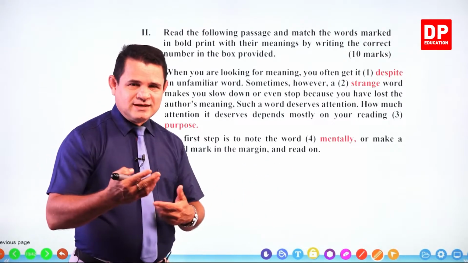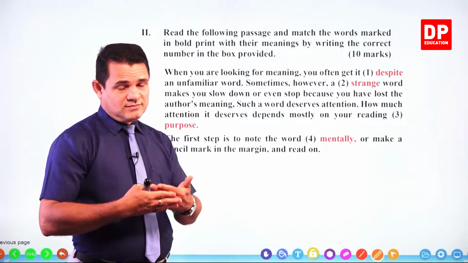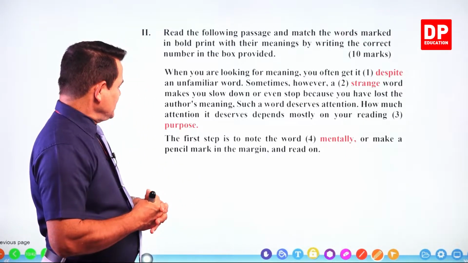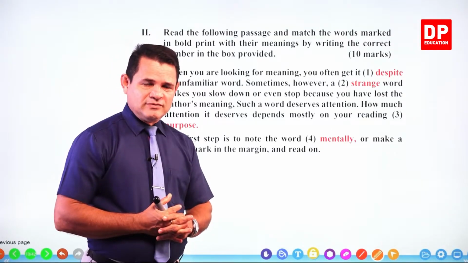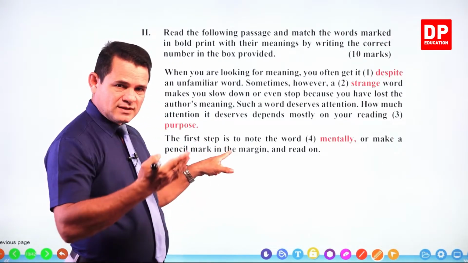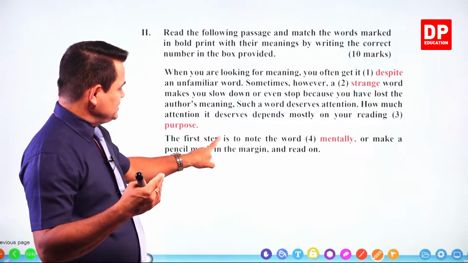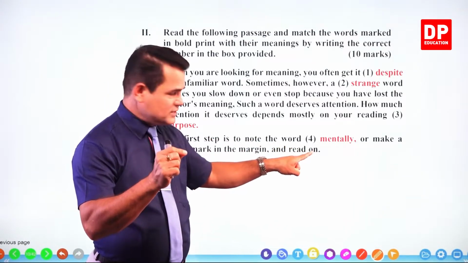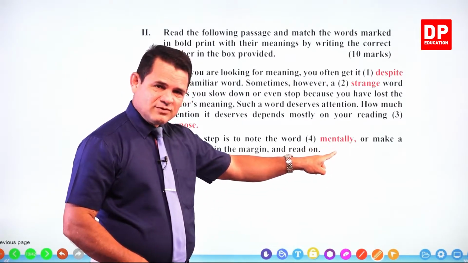Now you can easily guess it, right? It depends on the purpose. And the first step is to note the word mentally or make a pencil mark in the margin and read on. So it's a good paragraph. This tells us how to read and understand something. The first step is to note the word. As you read on, new words will inevitably turn up, strange words. First step is to note the word. Note the word mentally. You can guess, right?